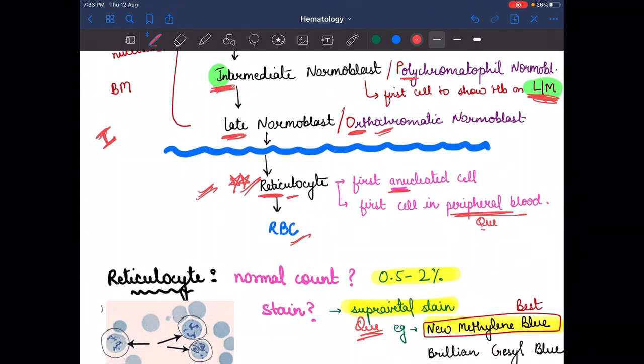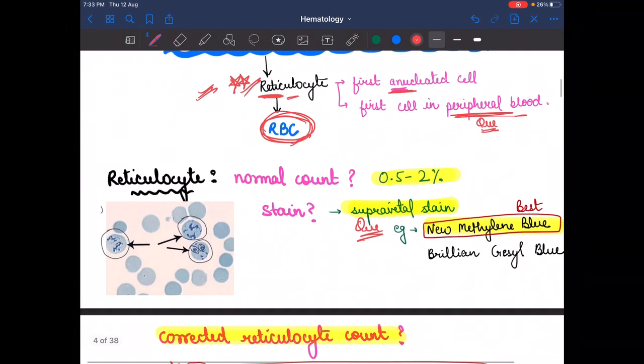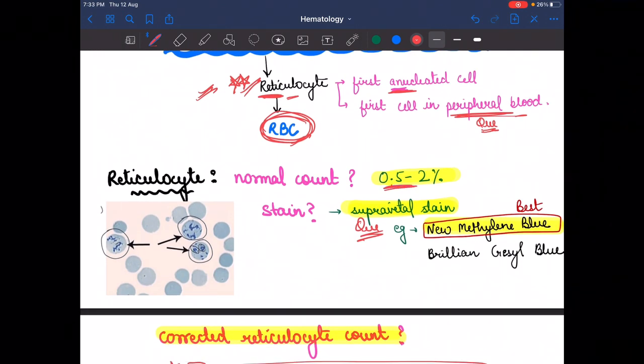This is a question: the first cell to move to the peripheral blood is the reticulocyte, and it is the first anucleated cell, meaning the nucleus is absent. So the first anucleated cell is the reticulocyte. After this it matures into the red blood cell. Now the normal count of the reticulocyte is 0.5 to 2%.